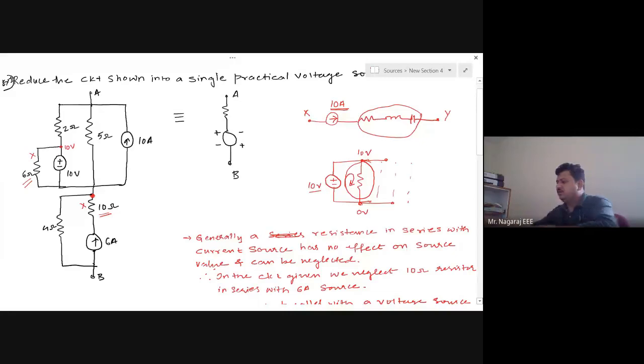Okay. Then we'll move to another example of the same sort. In this session, we'll look into the source transformation examples. Source shifting, we will take after this session, in the next class or maybe in forthcoming classes. I will take one more section of this.